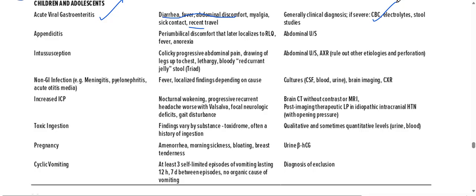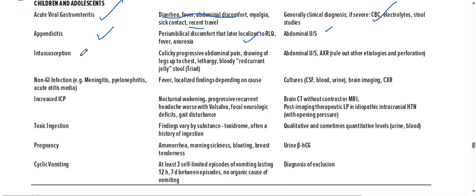Appendicitis, again we know there's a periumbilical discomfort, later localizes to the right lower quadrant or the right iliac fossa. There will be fever and loss of appetite. Abdominal ultrasound is the diagnostic modality of choice, especially in children and adolescents.